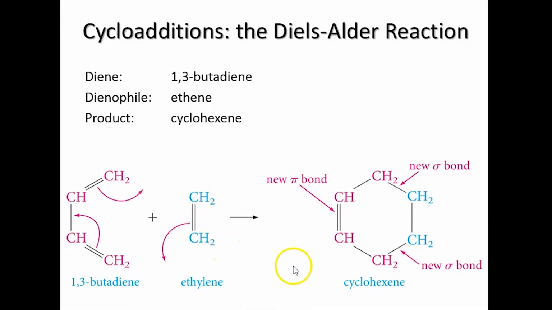And remember, the arrows here show the movement of electrons. When they're double-headed, they show the movement of electron pairs. In the radical mechanisms, they're single-headed or fish hooks. They show the movement of a single electron. So here we're moving electron pairs.